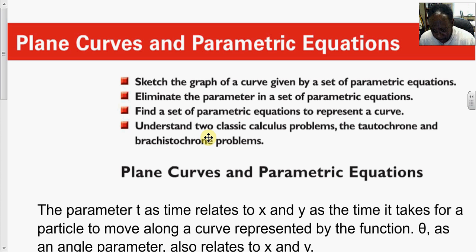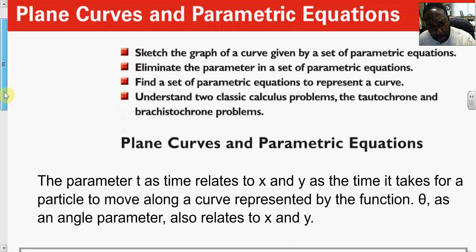And then how we're able to graph a parametric equation by somehow eliminating the parameter and resulting with what I call, eventually we'll talk about this, a rectangular equation, and that is an equation in terms of x and y.